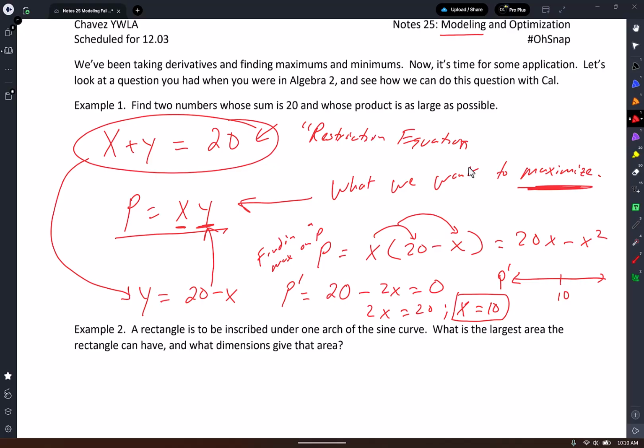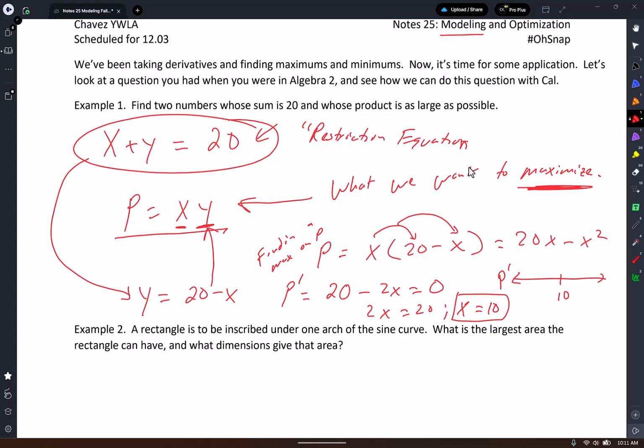Finding a max on P, because that's what I want to maximize. You know what I mean? So all I'm doing is finding where P prime changes from what to what? Positive to negative. So check it out.